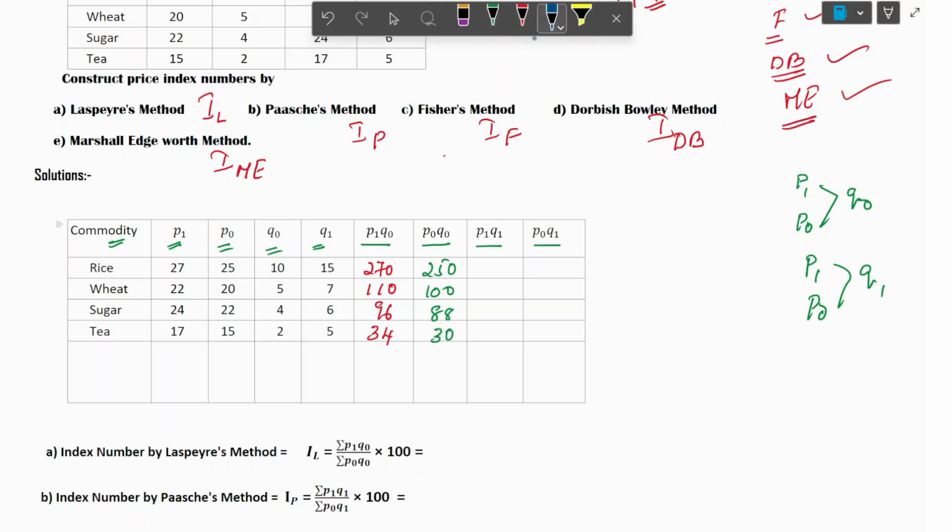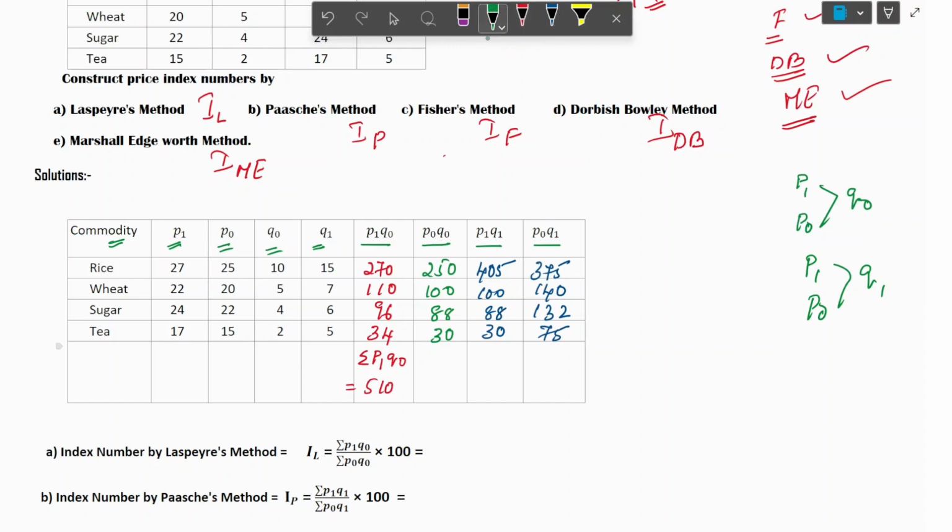Next column, that is P1Q1. What is P1Q1? That is 405 here. Next, 100. Use the calculator and calculate. Last column: 375, 140, 132, and 75. You just fill the column after the multiplication. Now we are going to add here. If you add this column, you will get sigma P1Q0, the answer 510.